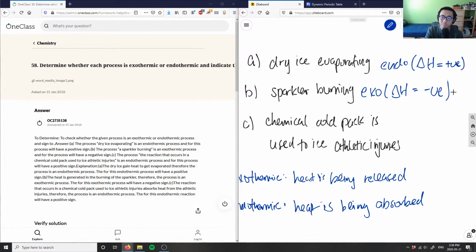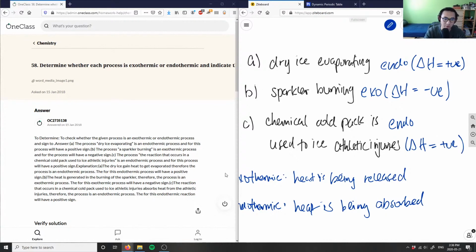And finally, the chemical cold pack here, this is an endothermic reaction. And why is it endo? Well, the chemical cold pack is cold, right? So it's taking energy from the surroundings, absorbing all the energy from the surroundings, and then it's going to appear cold. So when you touch it, it feels cold. It doesn't feel hot, right? So in this case, this is an endothermic reaction, and delta H has to be a positive sign here.